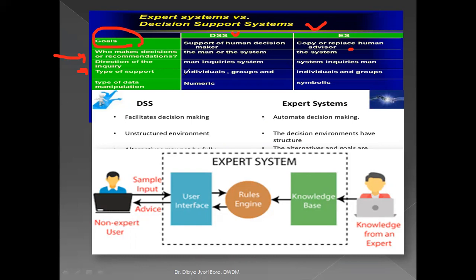Then direction of the inquiry: in DSS, man inquires the system. But in ES, what will happen? In ES the system inquires the man.